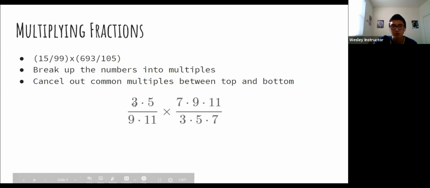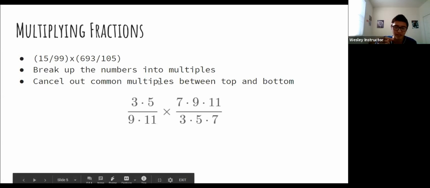So 15 can be broken down into 3 times 5, 99 to 9 times 11, and so on. And then if you multiply these, you guys can cancel them out. So you guys look at this whole thing on the top and the whole thing on the bottom. Both the top and the bottom have a 3, so you cancel that out. So 3 divided by 3, that's 1 and 1. Both have a 9 and an 11 and a 5, and a 7. So these should be the same. Yeah, these are the same on the top and bottom. So this would turn out to be 1.